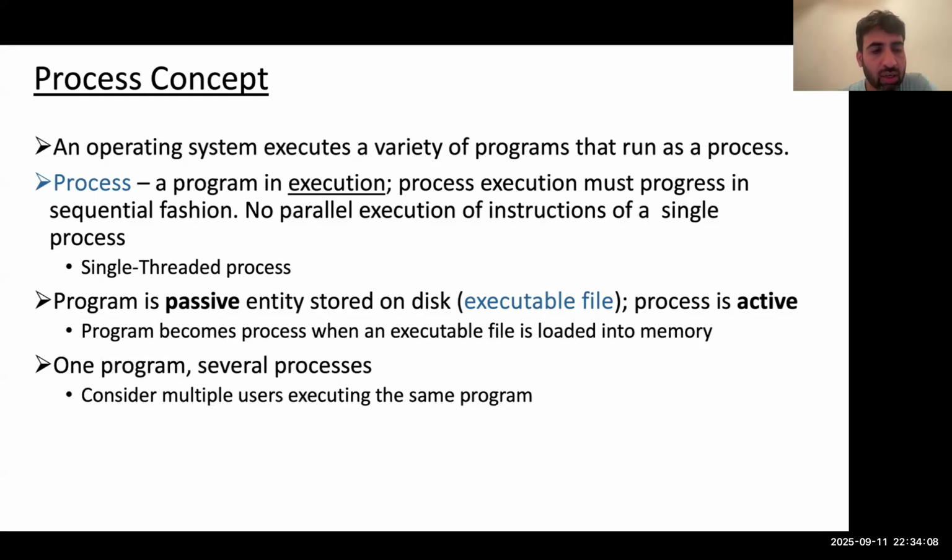It is possible that you have one program, but that particular program is running as several processes. For example, you can consider multiple users executing the same program, or the same user running multiple copies of the same program. For example, when you are running your web browser and you are opening multiple tabs or multiple windows, you have the same program, but there are multiple processes generated by the same program.